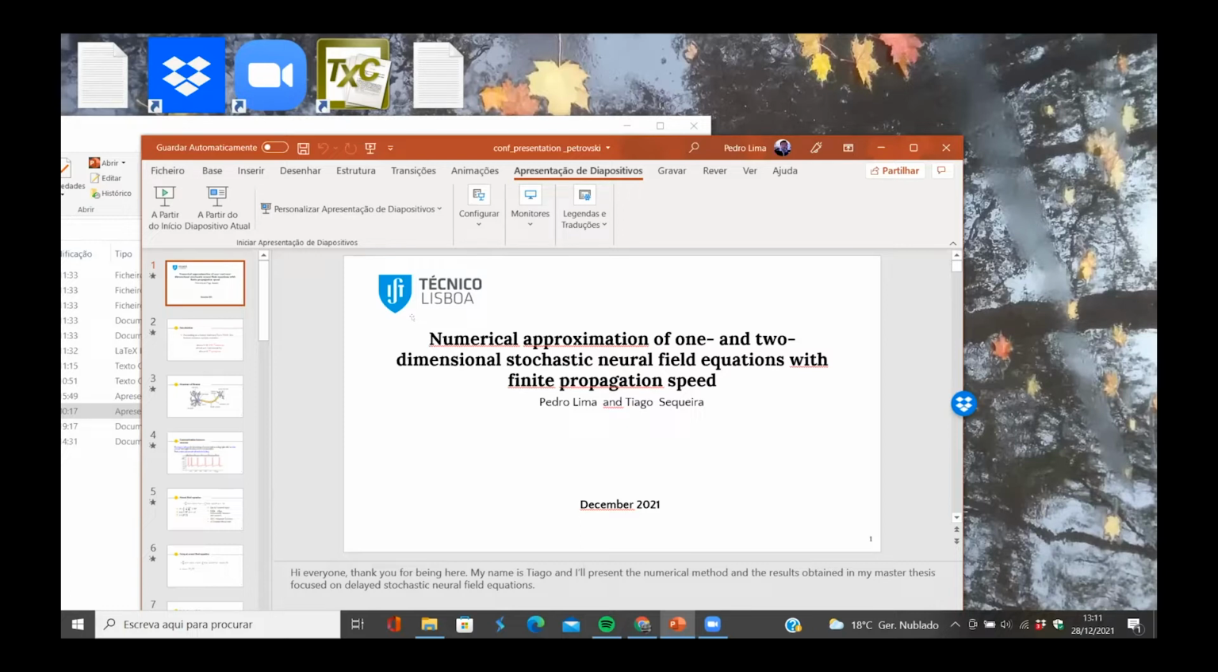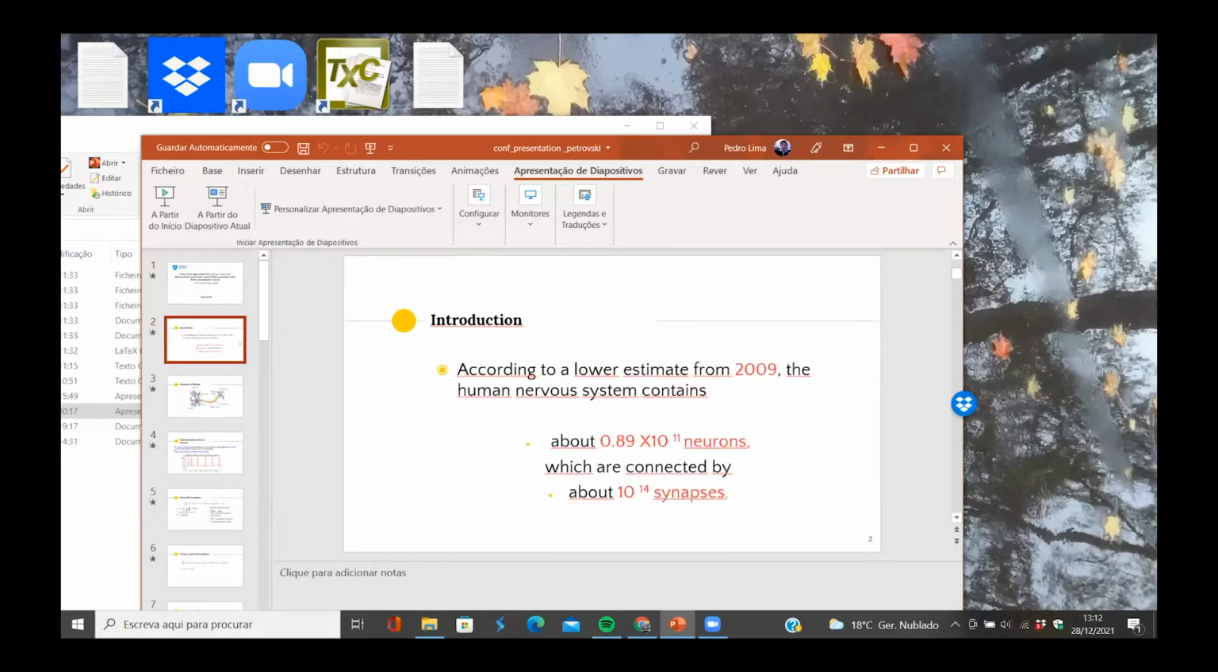The subject of my talk is a little out of the scope because it's not on a qualitative theory of differential equations. It's rather in the numerical approximation of integral differential equations. And I must say that the results I will present were obtained with my master student, Tiago Sequeira, who is the author of the programs that were used to do the numerical simulations that I will show.